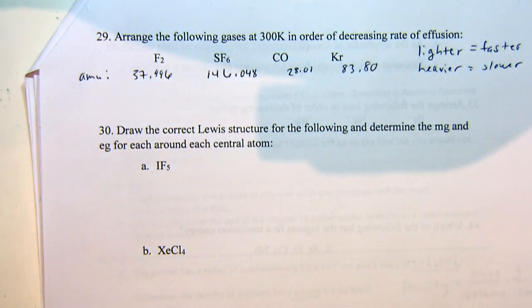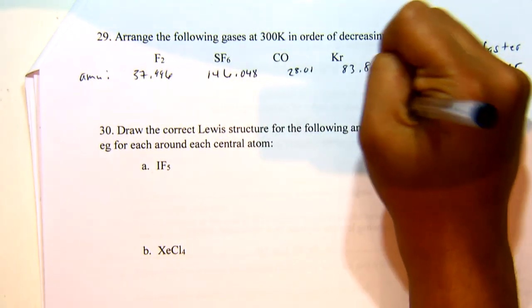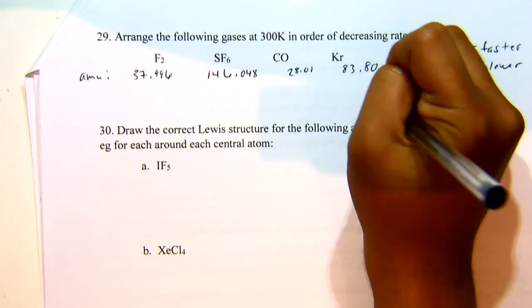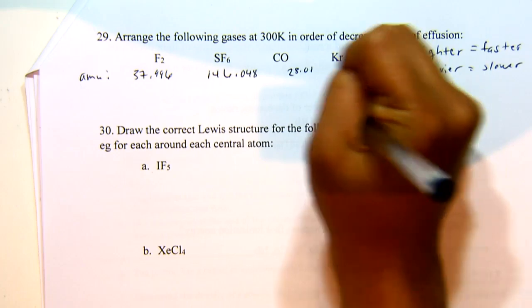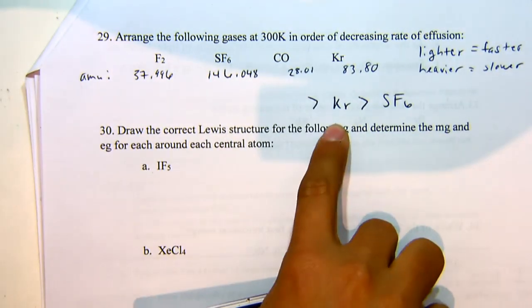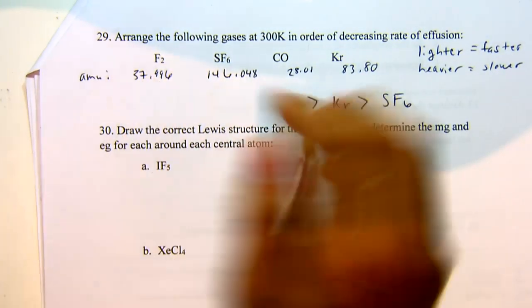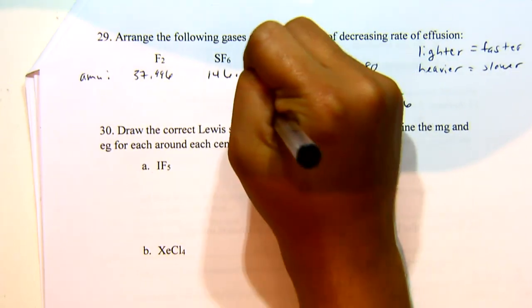Now, if you want to know in order of decreasing rate of effusion, is the heaviest one going to go last or first? Last. Great. So, which is SF6. So it'll look like this, going in order. Now we have krypton, then we have F2, and then CO.